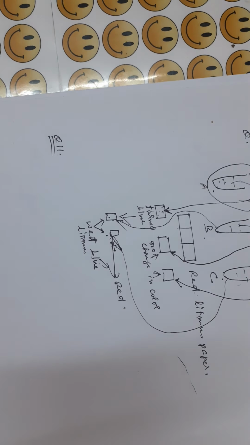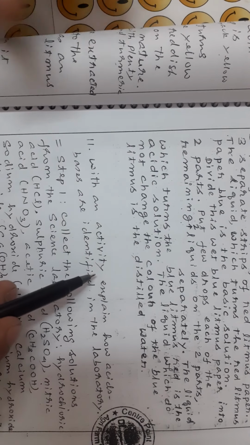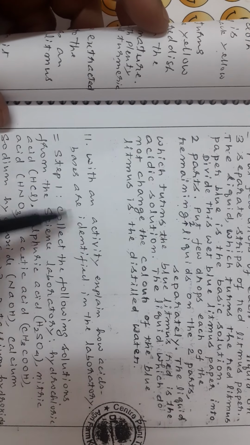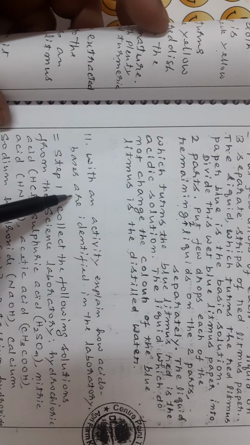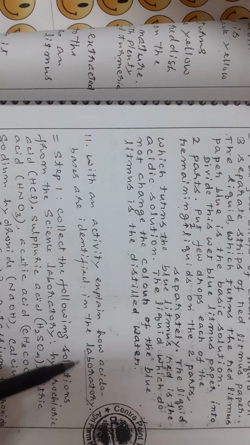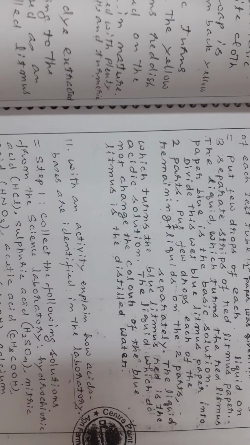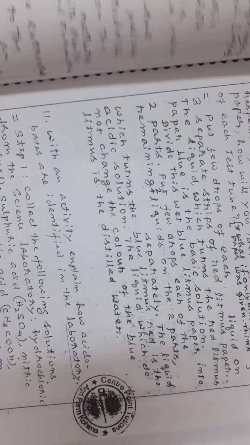So here question number 11 is saying we'll just use this. With an activity, means like an experiment sort of thing. Explain how acids and bases are identified in the laboratory. A laboratory is a place in the school where you do experiments. So by activity means experimental method. The common substances in the laboratory, how can you identify which are acids and bases?